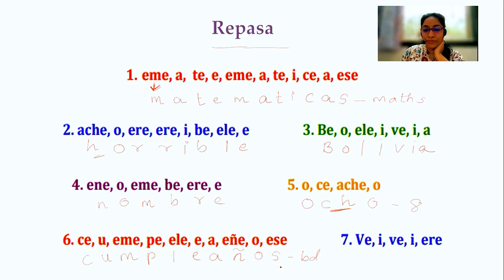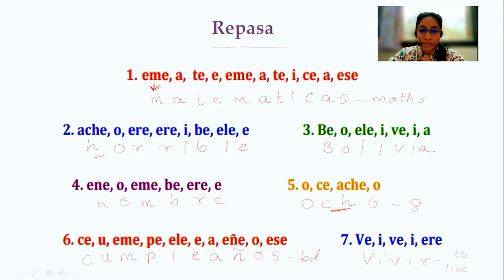The next one, last one, is V, I, V, I, R. Vivir. Vivir is to live. Let's look at all of these quickly. Matemáticas. Horrible. Bolivia. Nombre. Ocho. Cumpleaños, vivir. Okay? Alright, that's about it for today.